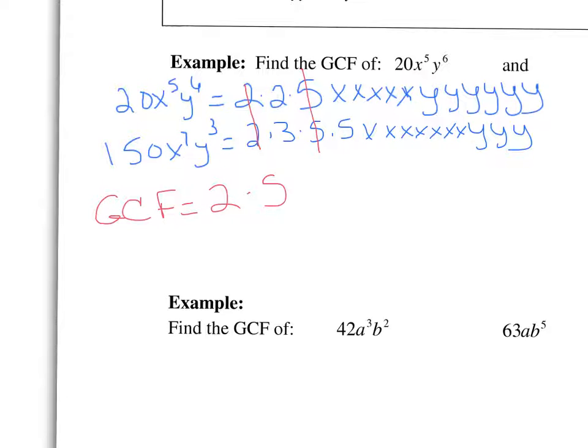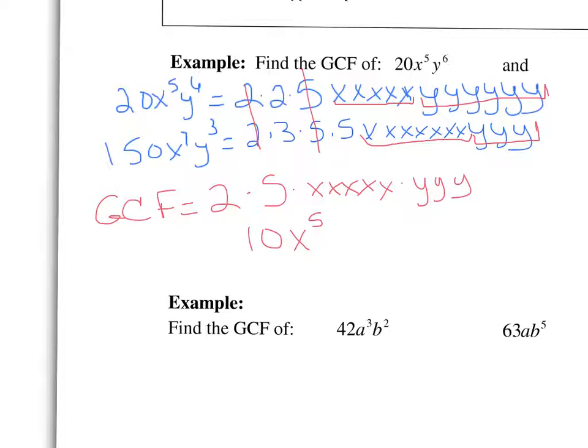Now with the x's, this list has 5 x's and this list has 7 x's. So they both have at least 5 x's. And with the y's, there are 6 y's in the first list and 3 y's in the second list, so they both have at least 3 y's. When I multiply all that together, I get 10 x to the 5th y cubed.